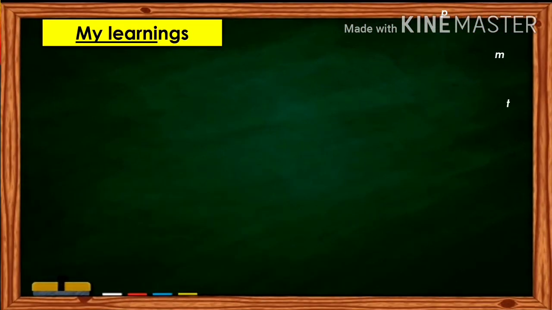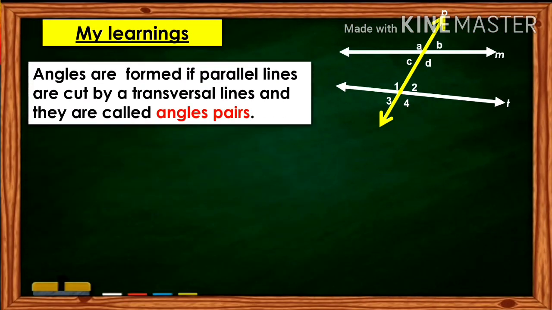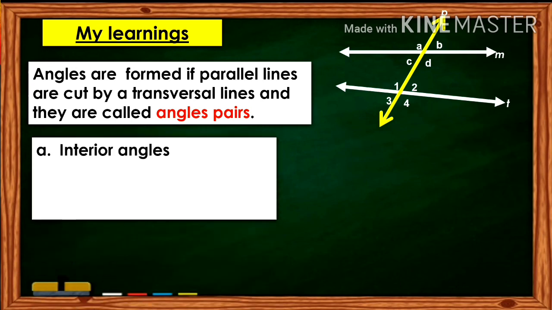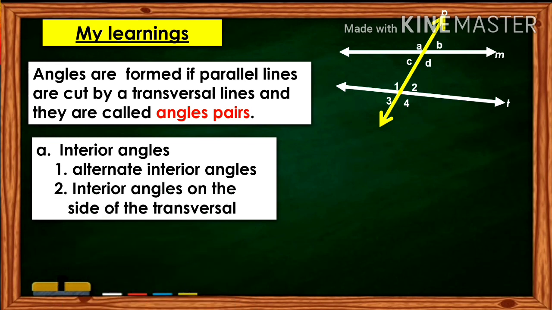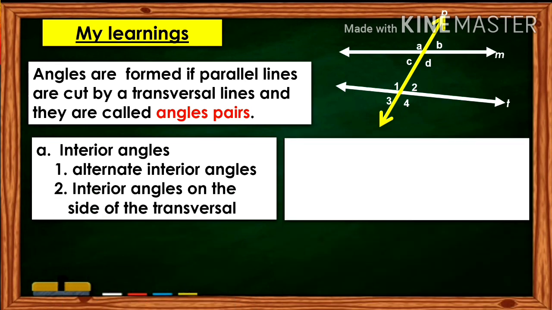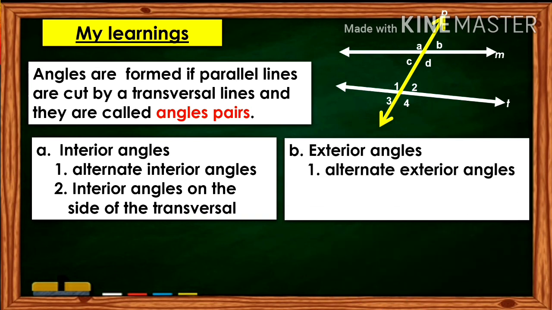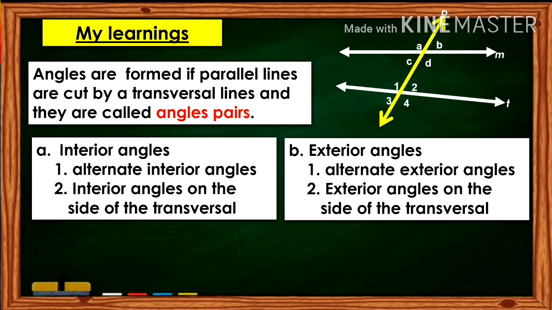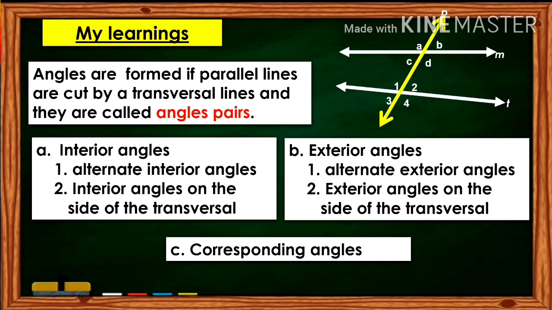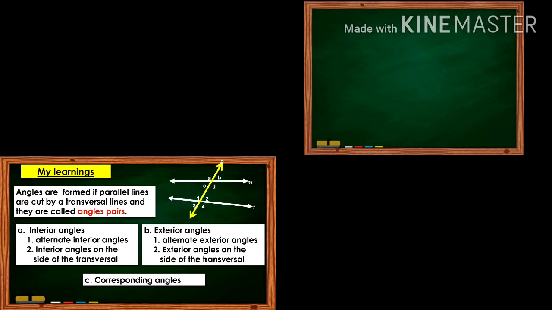So my learnings, we have angles are formed if parallel lines are cut by a transversal line and they are called angle pairs. Next, interior angles, we have alternate interior angles and interior angles on the same side of the transversal line. And then letter B, we have exterior angles, we have alternate exterior angles, and then exterior angles on the same side of the transversal line. And the last one are corresponding angles.